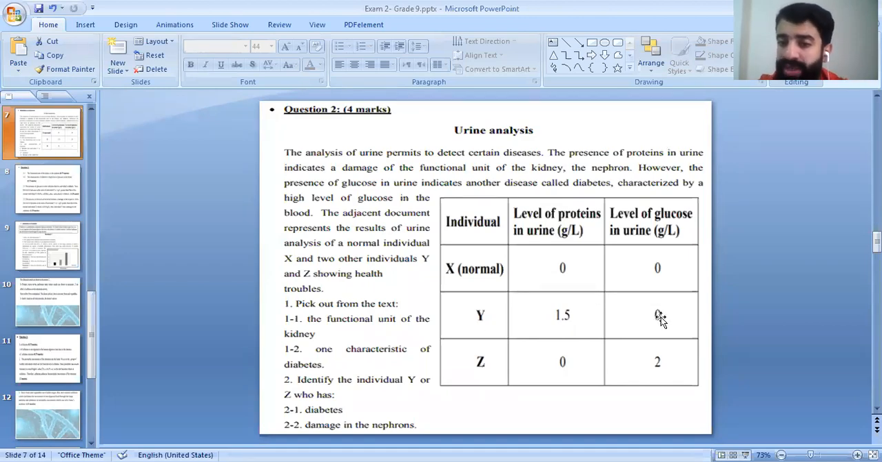While the amount of glucose was 0. It was normal. So here, a high level of proteins. We said that the presence of proteins indicates the presence of damage of the nephrons, the functional unit of the kidneys. So 2.2, it's for individual Y. Diabetes, individual Z: 0 level of proteins, 0 gram per liter. So it's normal. While the level of glucose is 2 gram per liter, which is not normal. It's greater than the normal level, which should be 0. So individual Z is a diabetic person since it has high level of glucose, higher than the normal.